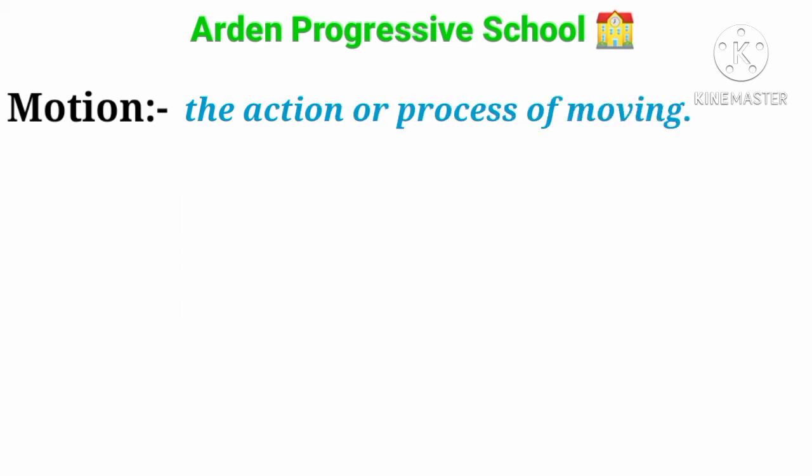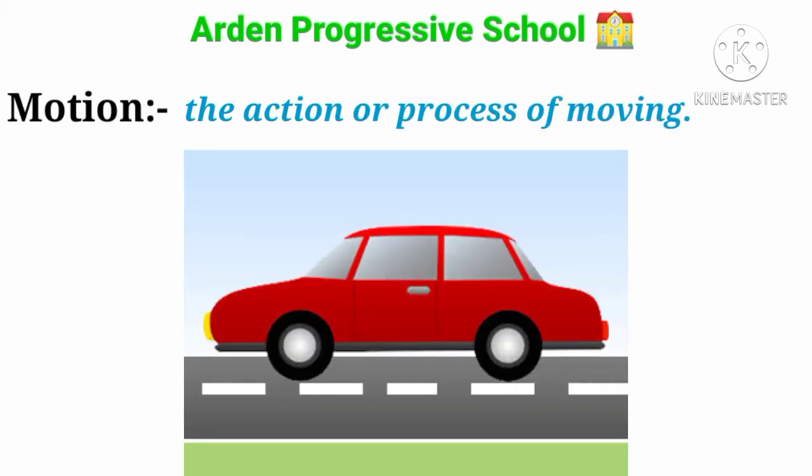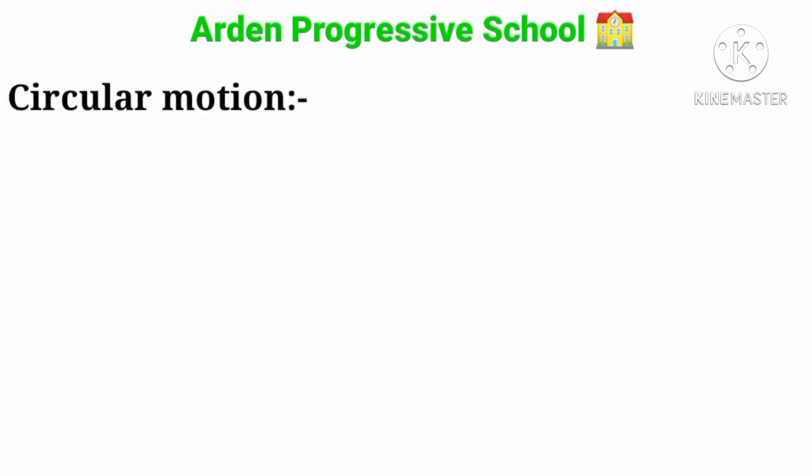Now the next is, what is motion? It is the action or process of moving. So here in the image you can see the car is moving. Okay. Now the moving object is known as being in motion.